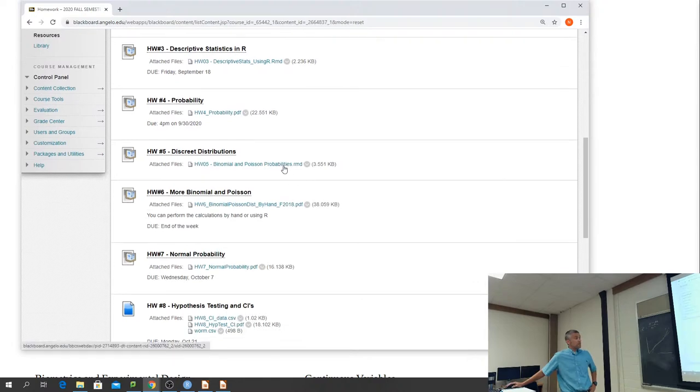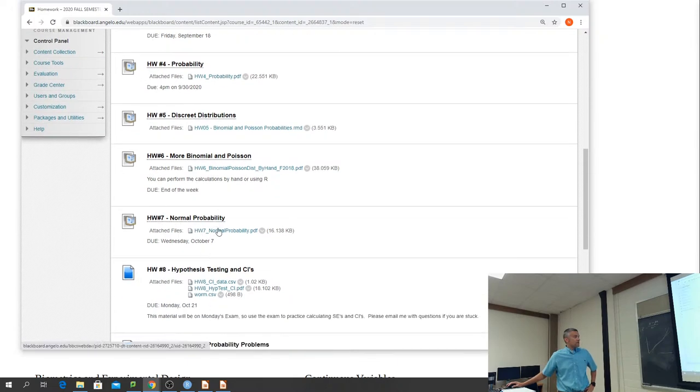So we had binomial Poisson probabilities. That was the RMD. I have homework number 6, which is more binomial and Poisson, and I just said it's due at the end of the week. This is going to give you more practice doing the calculations. But more importantly, it gives you examples of choosing which distribution to use. Don't calculate it, but just choose. Are we using binomial or are we using the Poisson? If you can get through this homework, we should be okay for the exam.